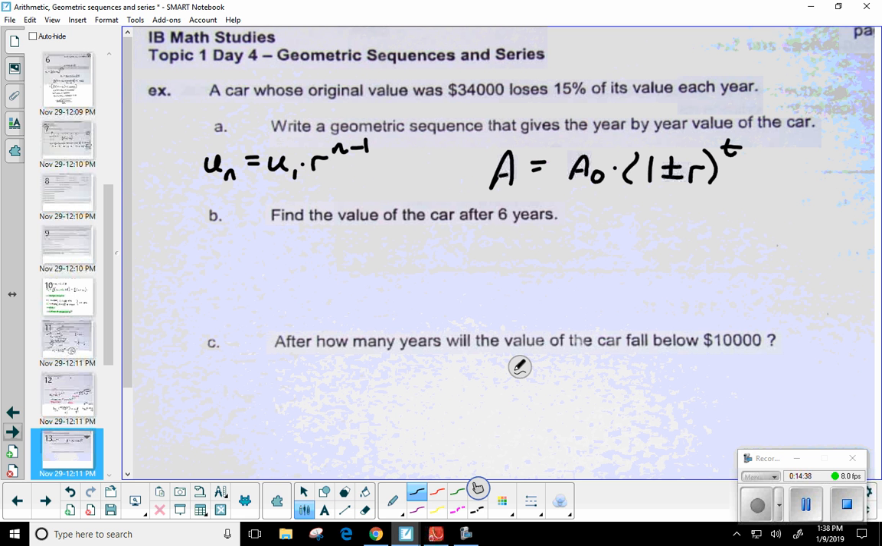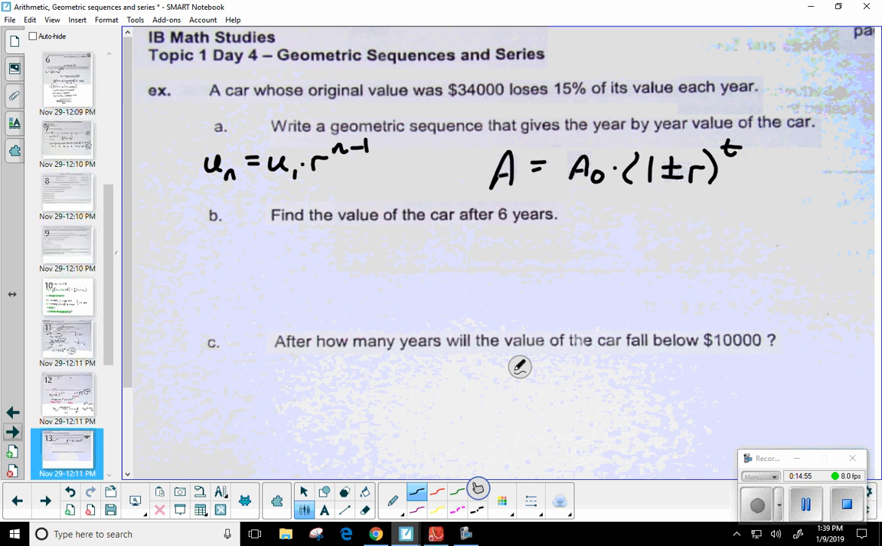The starting number. That's the initial value. So when you're looking at a problem like this, and I know you've seen problems like this for a very long time, let's just see what it says. A car whose original value was $34,000 loses 15% of its value each year.